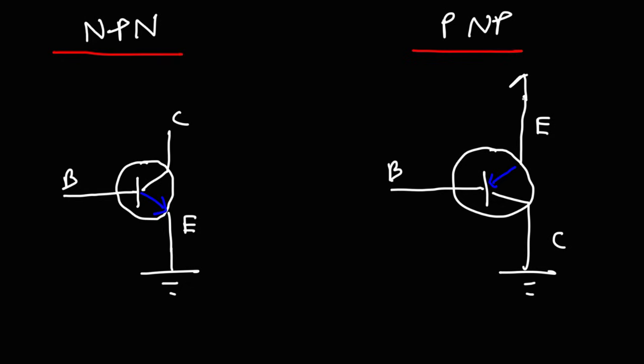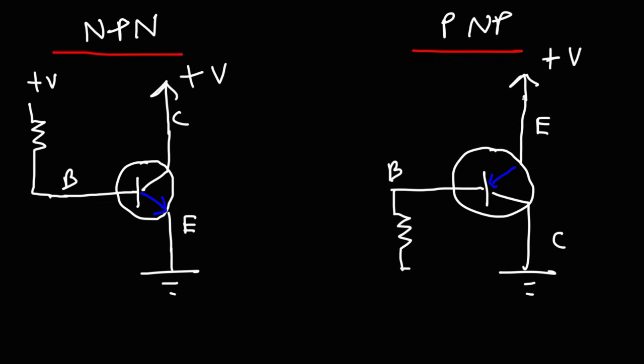The emitter of the PNP transistor typically goes to the positive voltage source, and the collector of the NPN transistor goes towards the positive voltage source. Now the base of an NPN transistor also goes to the positive voltage source. But for a PNP transistor, the base goes towards the ground. Now you definitely want to connect a resistor to it because you want the base current to be very, very small.